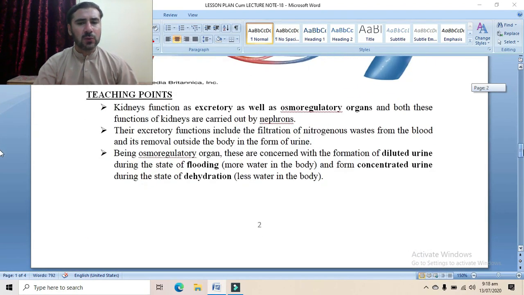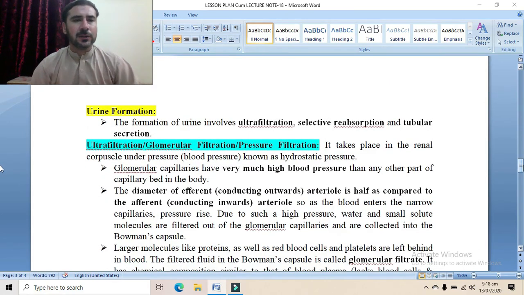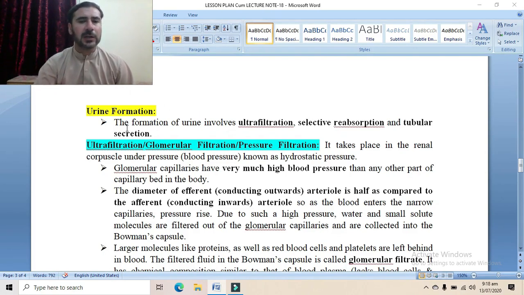Today we will move toward the second part of this lecture, that is the urine formation. The urine formation basically involves three processes: ultrafiltration, selective reabsorption, and tubular secretion. Ultrafiltration, glomerular filtration, or pressure filtration. These are the three names of this process.